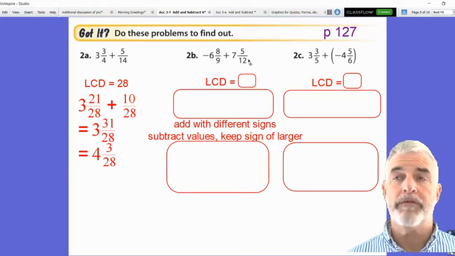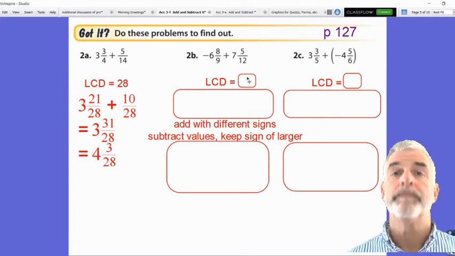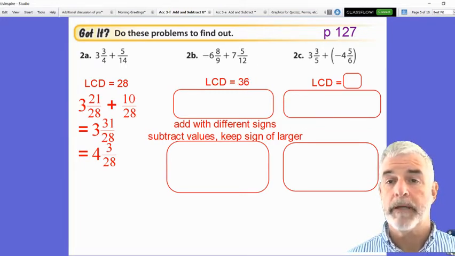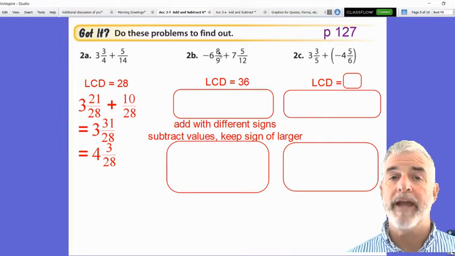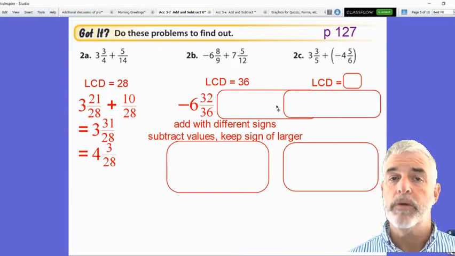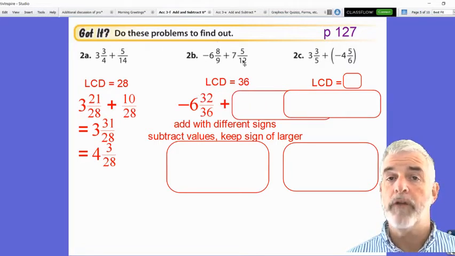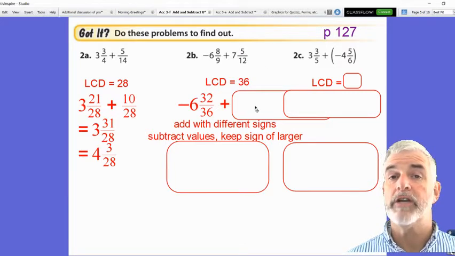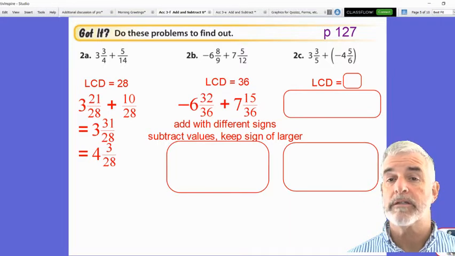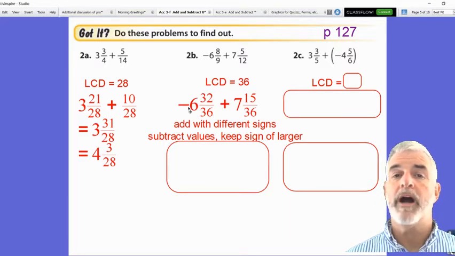The common denominator for 9 and 12 is 36. 9 times 4 and 12 times 3. Okay. So negative 6 8/9 is the same as negative 6 and how many 36ths? 4 times this, so 32. Okay, plus 5/12 in 36ths. Multiply the top and the bottom by 3, and that's 15 36ths. Okay, so now I have a common denominator.